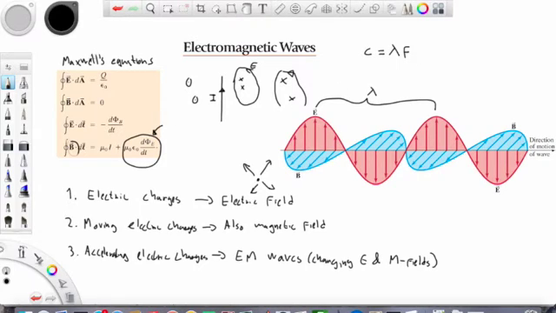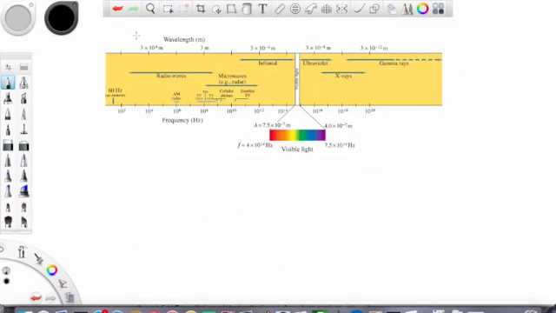And in fact, Maxwell himself, from these equations, after realizing this important missing part, was able to theoretically predict the speed of light to be about 3 times 10 to the 8 meters per second. And this is the speed of light in the vacuum, and it's not very much different from the speed of light in the air.